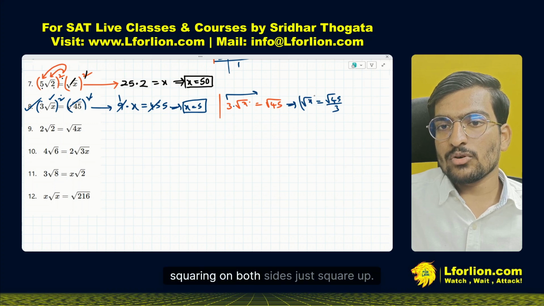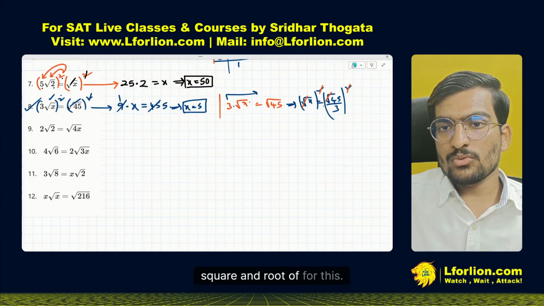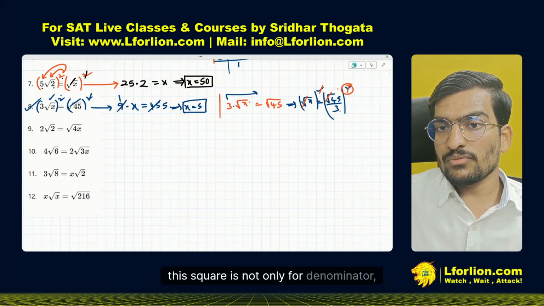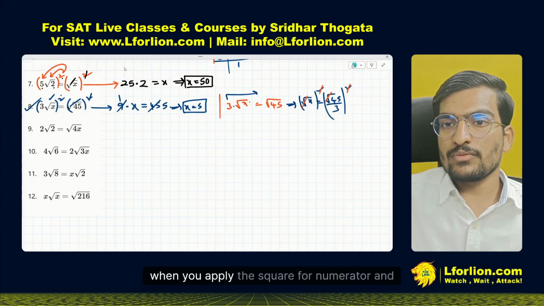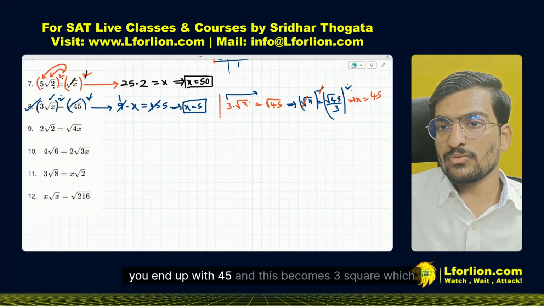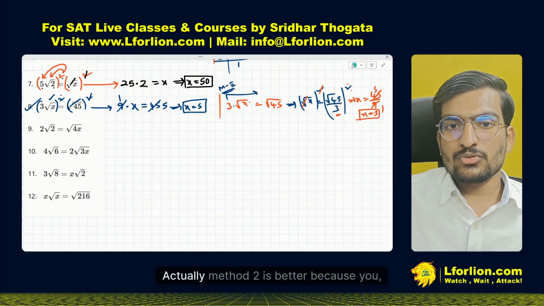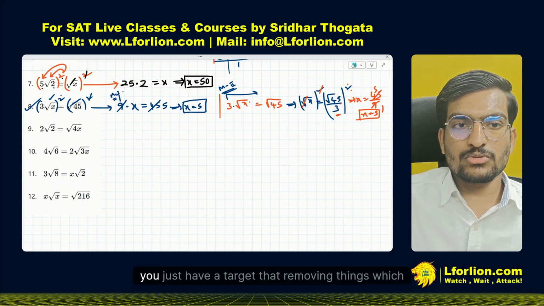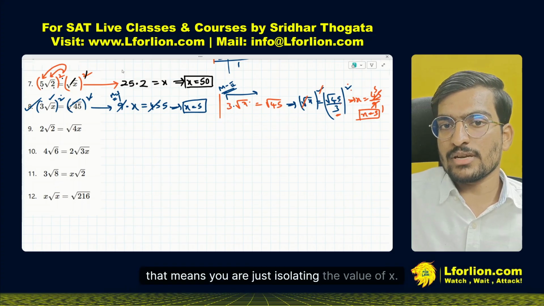Now you have to remove this rad also. What we do? Squaring on both sides, just square up. The square is not only for the denominator, it is also for the numerator. So when you apply the square for numerator and denominator, you end up with x equals, in the numerator you cross out the root and square, you end up with 45, and this becomes 3 square, which is 9. 9 ones, 9 fives, x equals 5. So that's method 2. Actually method 2 is better, because you just have a target of removing things which are with x, so that you get the value of x. That means you are just isolating the value of x.